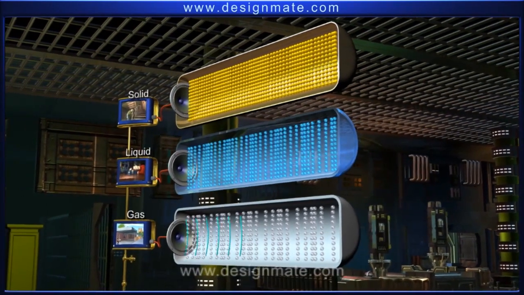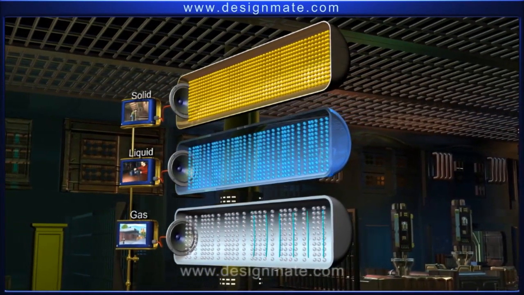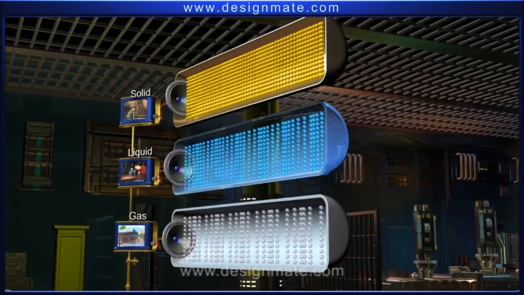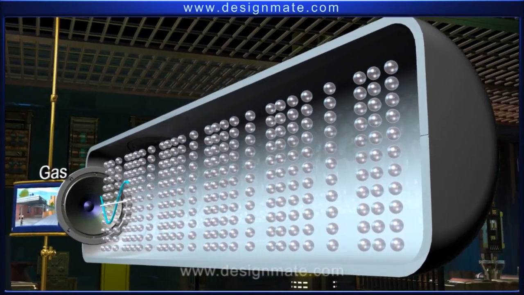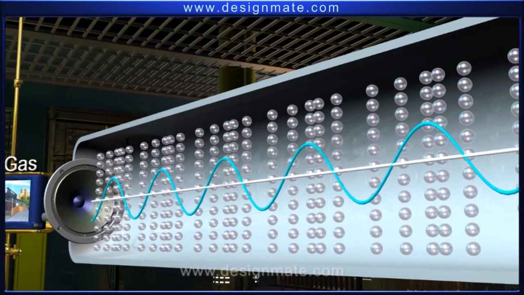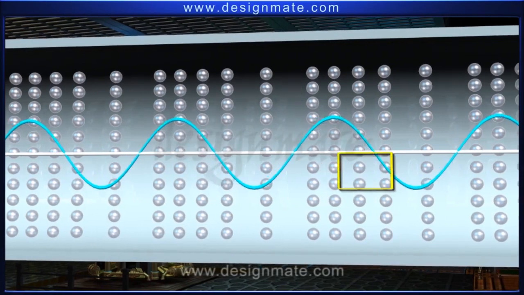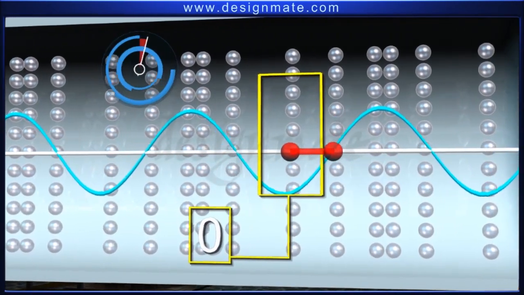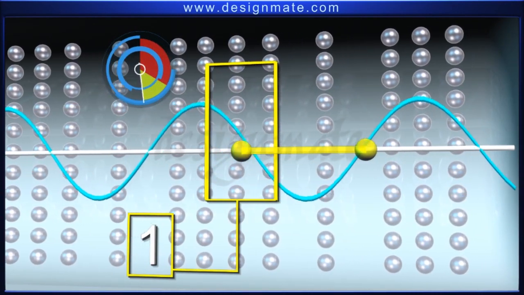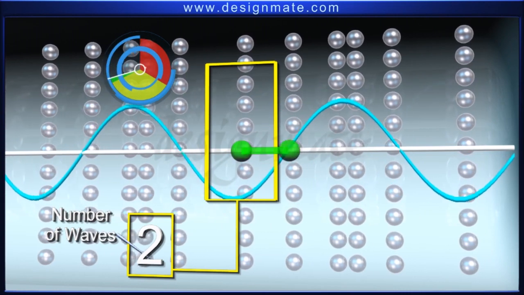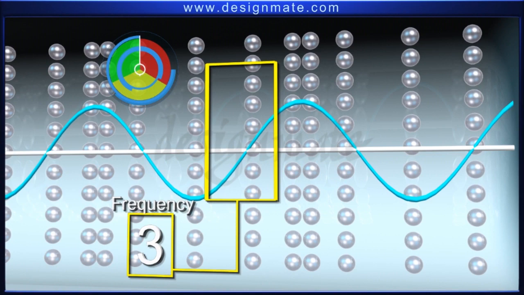Look at the particles of gas. They are spread out, and hence, sound waves travel most slowly through them. Now we know how sound travels in different media. The vibration of particles produces waves. Wavelength is the distance between two consecutive compressions or rarefactions. The number of waves passing through a point in a second is called frequency, and it is measured in hertz.